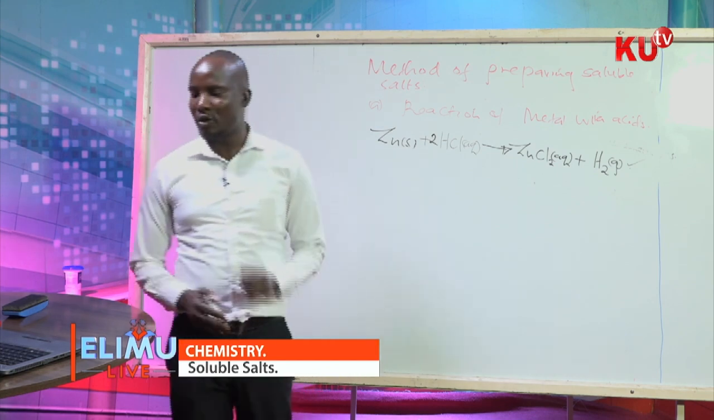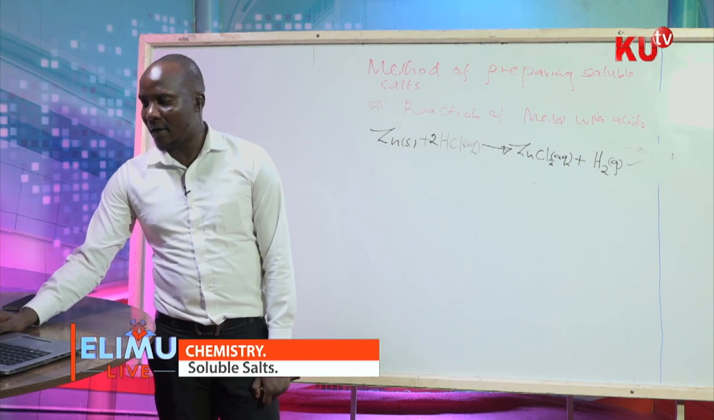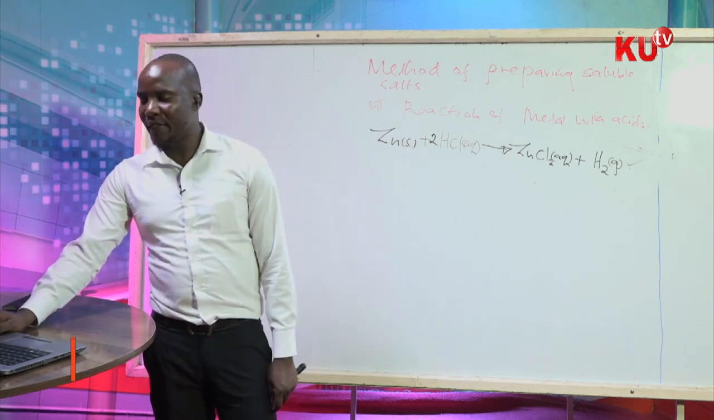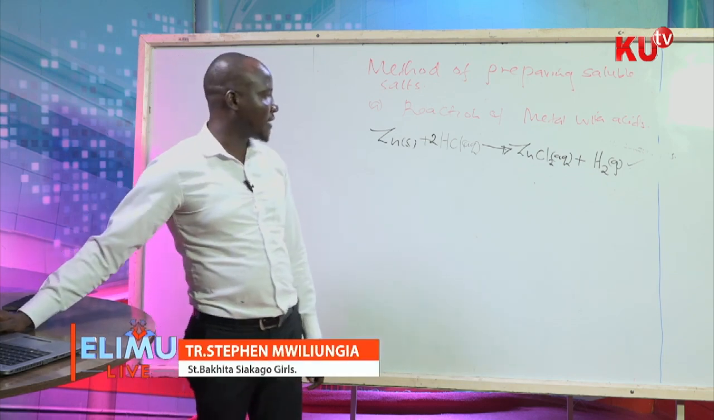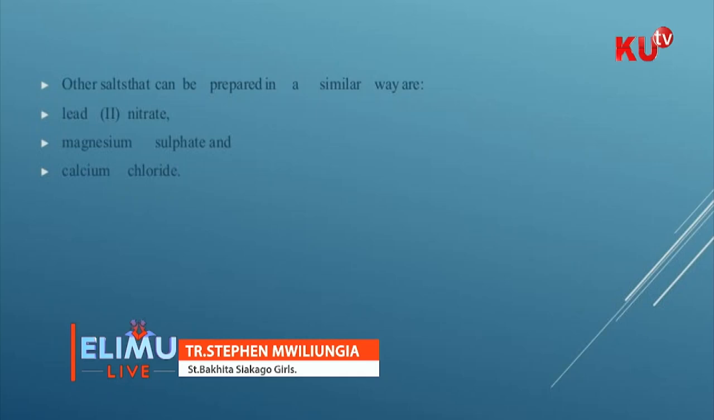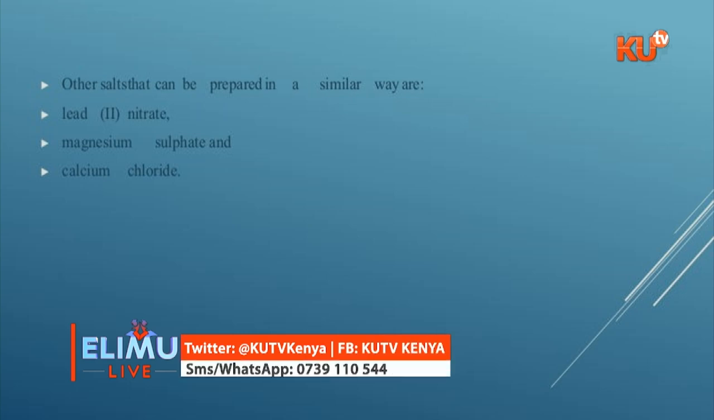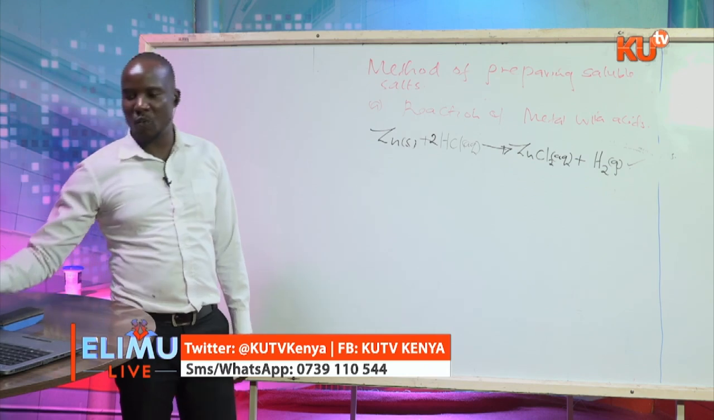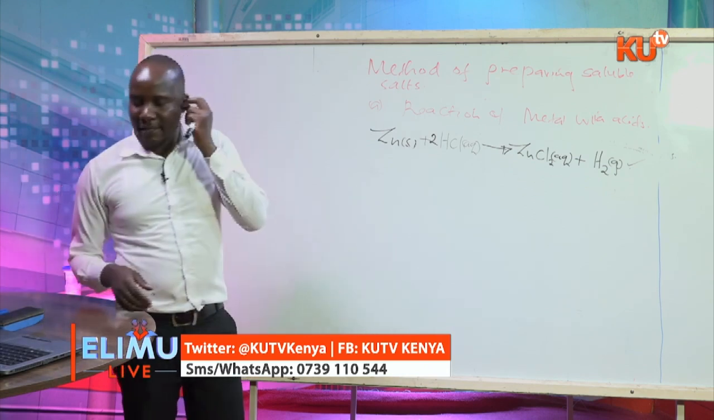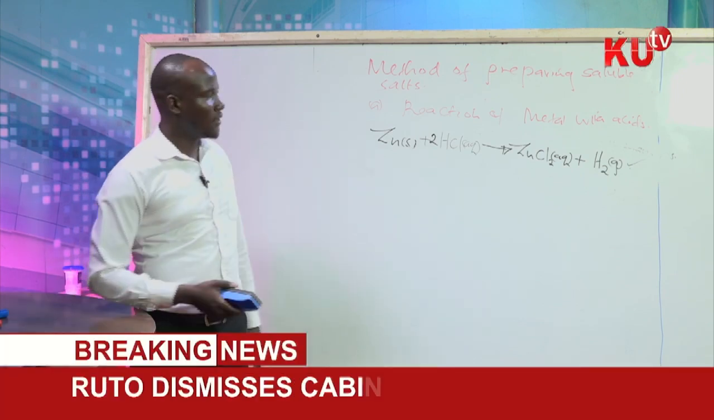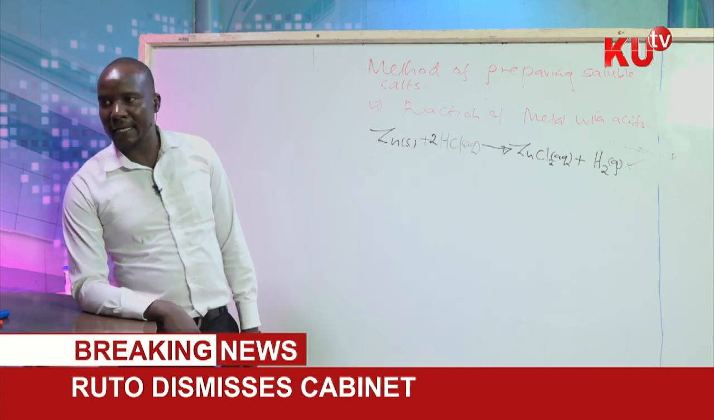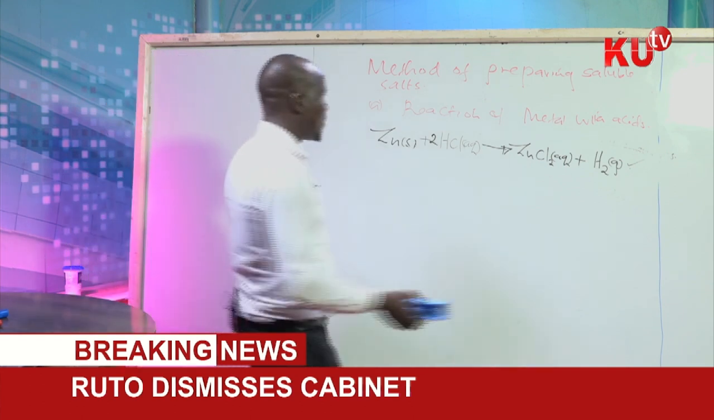That is the reaction of an oxide, an insoluble base, with an acid. Other salts that can be prepared by the same method are on the screen: lead 2 nitrate, magnesium sulfate, and calcium chloride. Those are examples of salts that can be prepared by reacting an insoluble base with an acid. Again, let us look at the equation that will be formed when, for example, preparing lead 2 nitrate using an insoluble base.